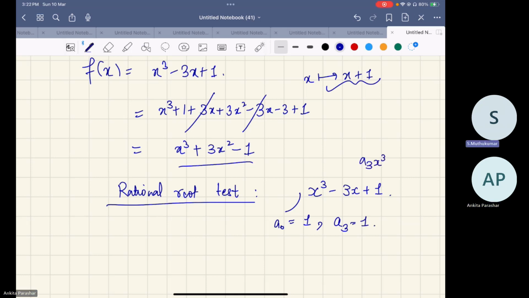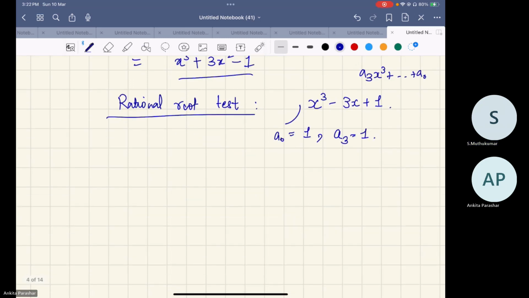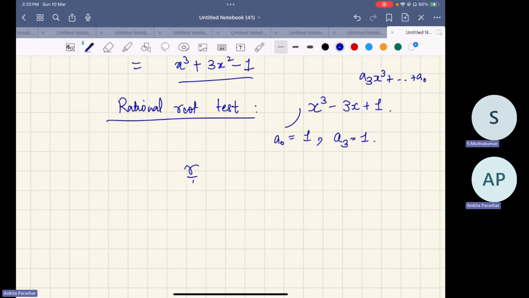R by S is a root provided R divides A3, if and only if. What divides what? R divides A naught, right? Your A naught is the last term? For me, A naught is the last term, yes. Sorry, R divides the last term, right? Here both are equal.